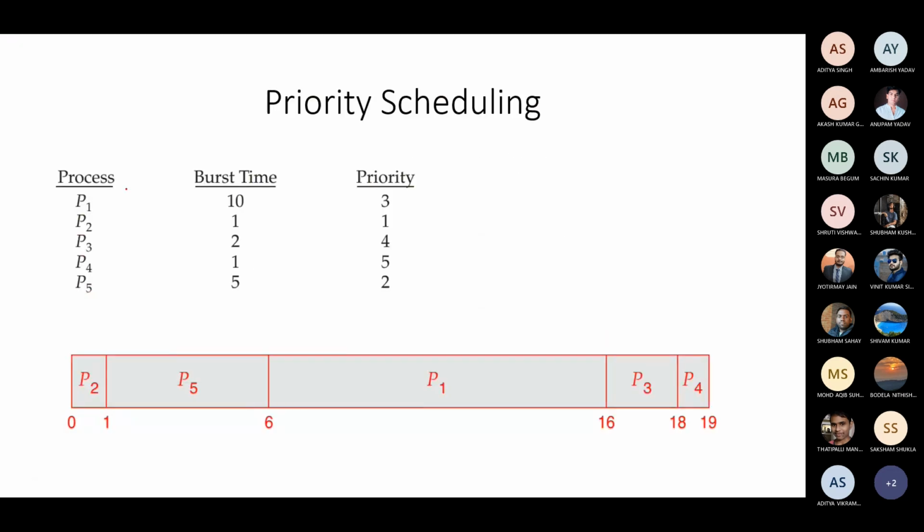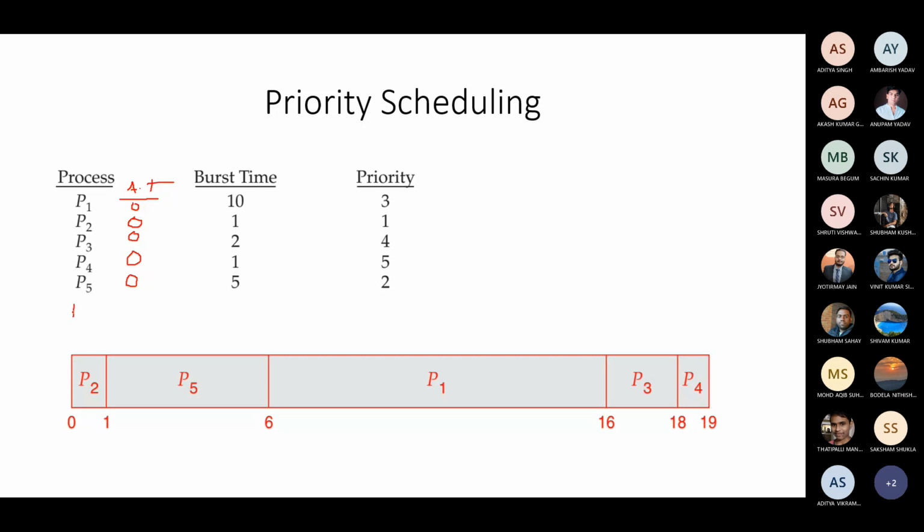I wish I could have a board. On a board we could have discussed a lot of things. Writing with the mouse is pretty difficult. Anyway, assume that this is arrival time. Please forgive me for this mouse writing. Okay, so assume the arrival times are 0, 0, 0, 0, 0.